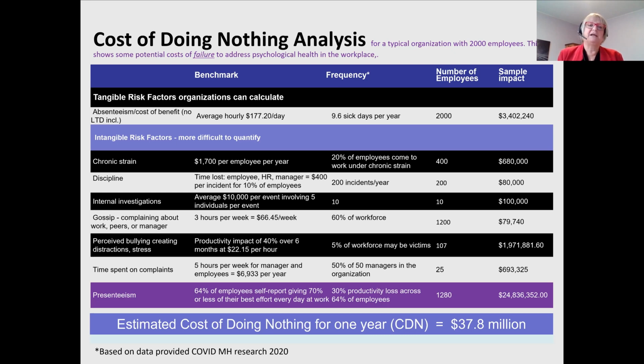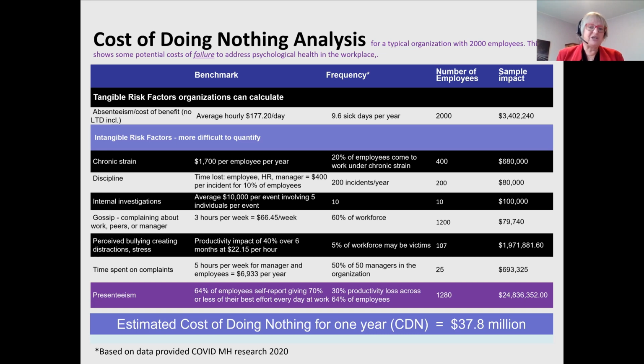But the biggest increase that we've seen is the presenteeism factor. Prior to COVID, this was about $1.7 million. Since COVID started, the research has shown us that 64% of your employees self-report that they're giving about 70% or less of their best effort every day.